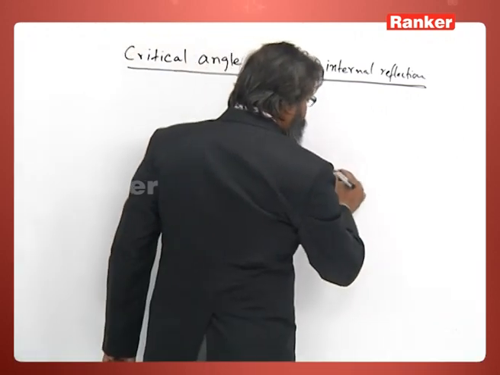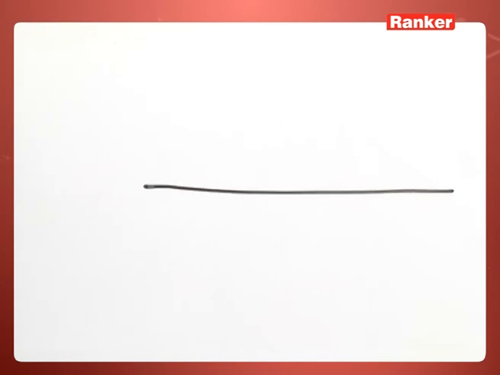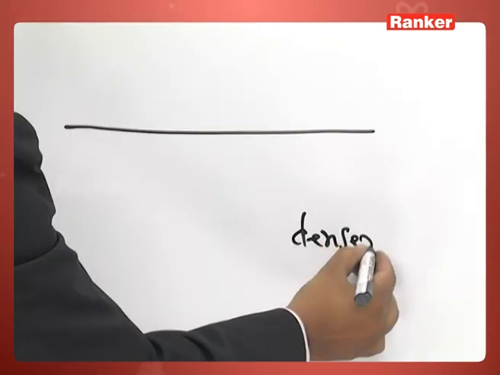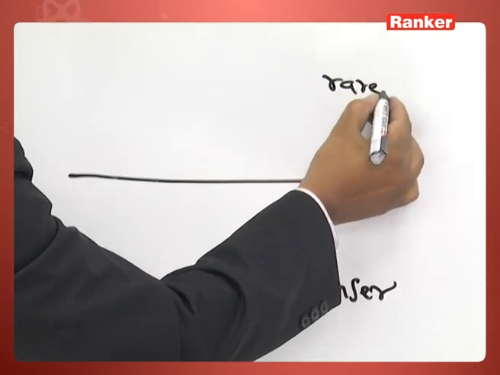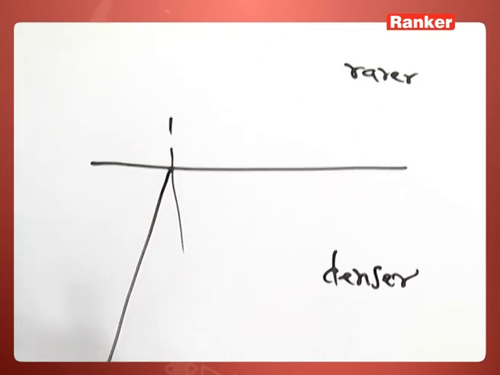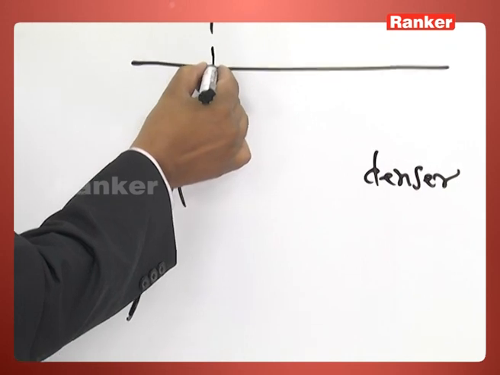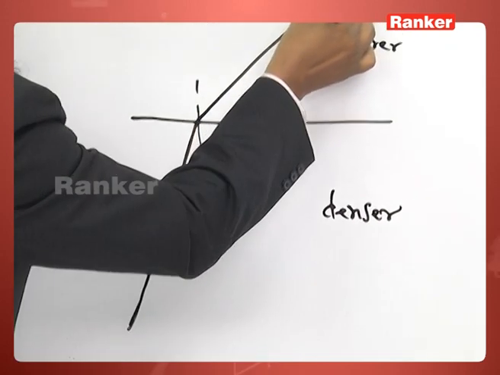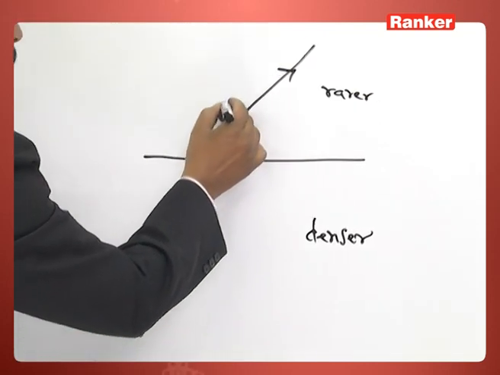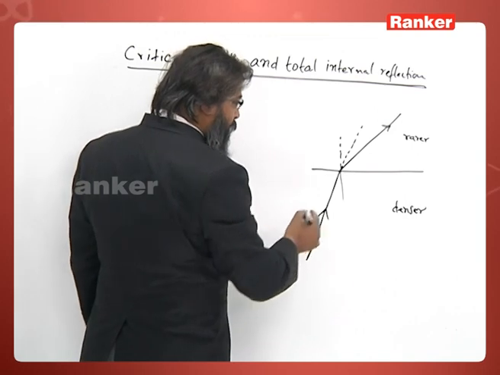When a ray of light is passing from a denser to a rarer medium, this is the denser medium and this is the rarer. So suppose this is a ray of light, and it bends away from the normal. You see, it might have gone straight if there is no refraction, but it bends away from the normal.